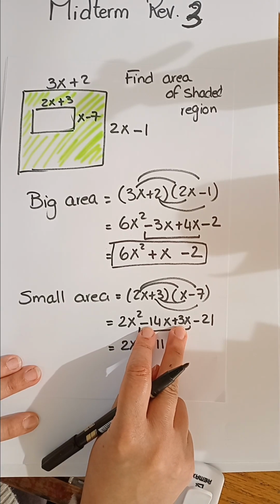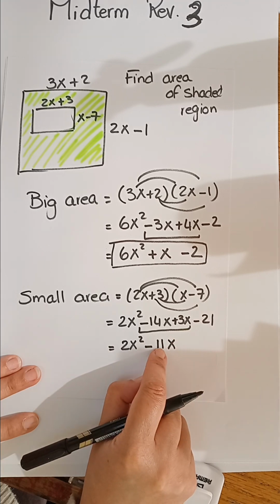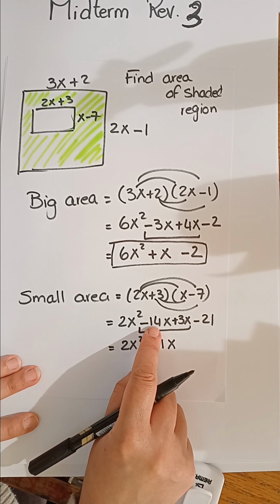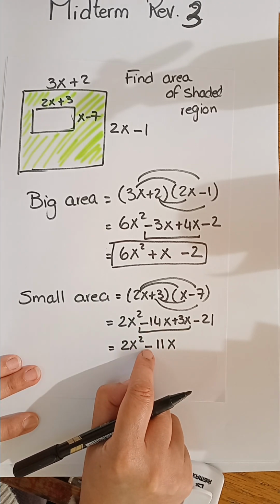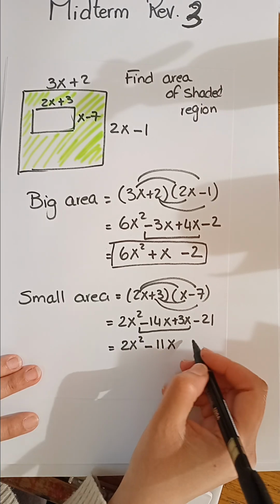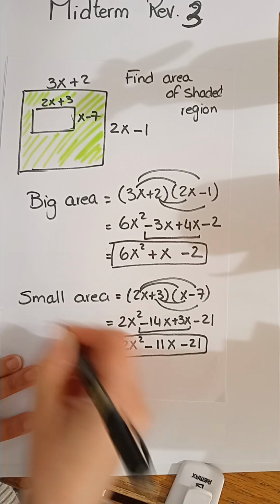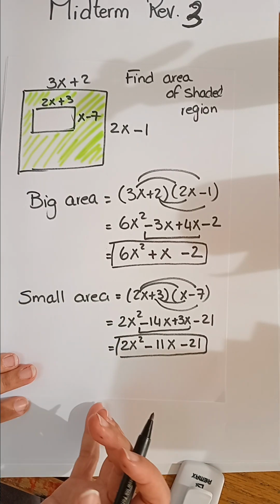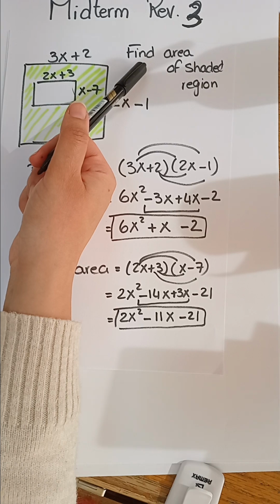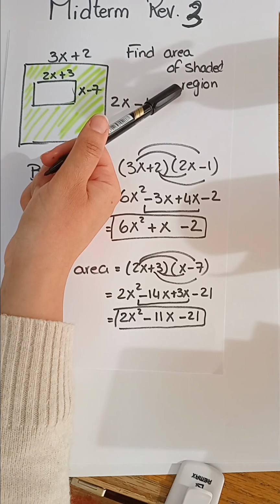Since they have different signs, we subtract 14 and 3, that's 11. We keep the sign of the bigger number. 14 is bigger, so I leave the sign as negative. And negative 21, I put it as it is. Again, I'm not going to include any unit since they did not put any unit in the question. Now it's time to find the area of the shaded region.